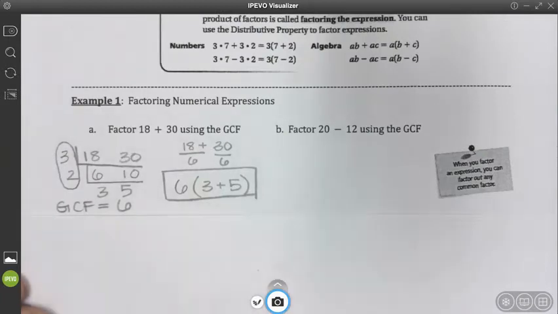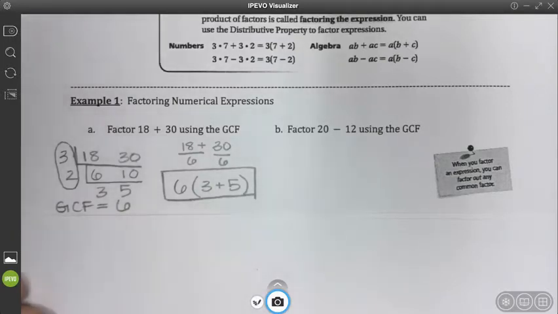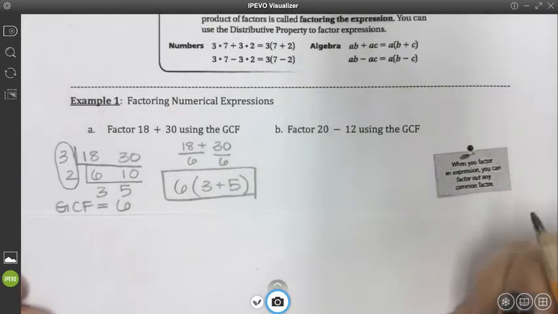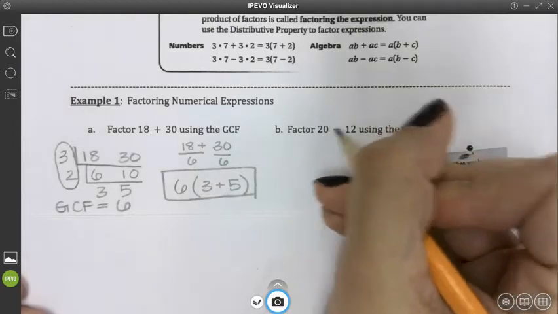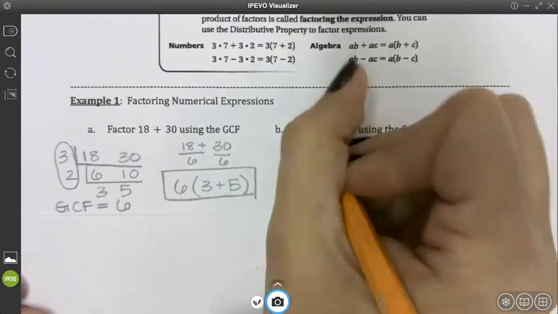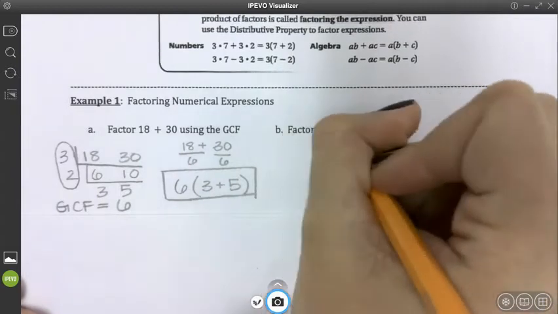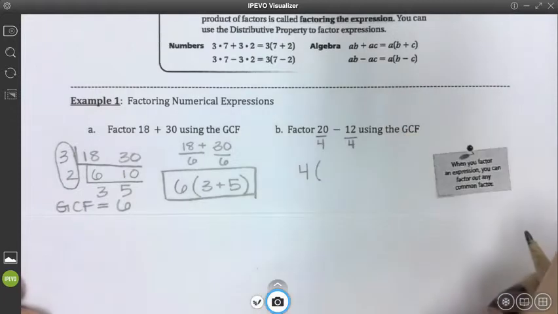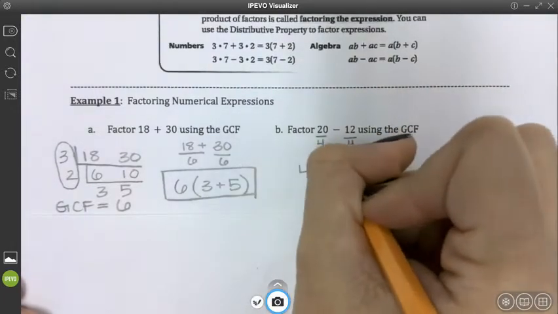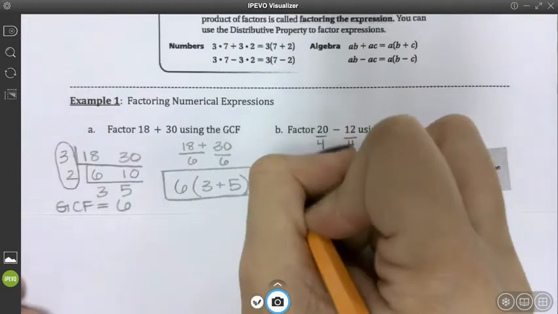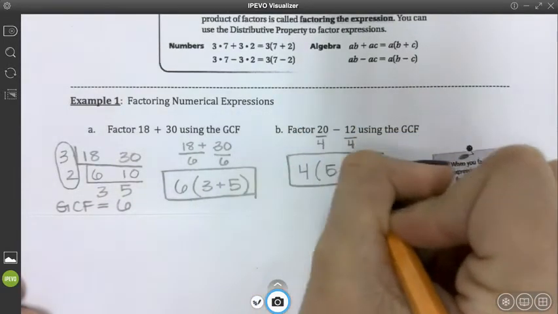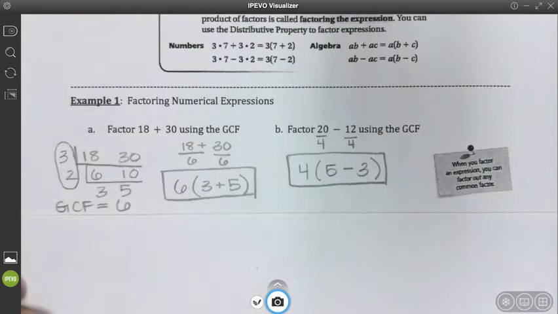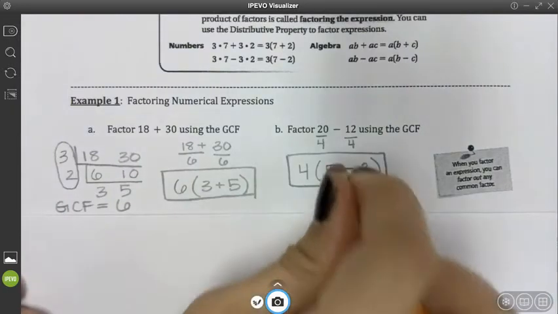All right, let's look at B. Now this work, you can absolutely show this if it makes you feel more comfortable, but it is not totally necessary if you can figure out the greatest common factor on your own. So I know that the greatest common factor of 20 and 12 is 4. So I am going to divide 4 into each of them. So I took a 4 out. I'm left with 5 minus 3. And that's the end of the problem. We don't solve it. We're just factoring.